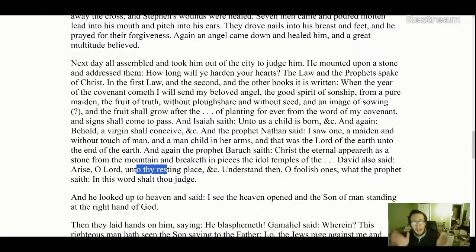So, with all that said, we have a clear quote attributed to Nathan the prophet, of a messianic prophecy. He saw a maiden without touch of man and a man-child in her arms, and that was the Lord of the earth. So that seems to be a prophecy of the Messiah. And what did Peter say in the New Testament? He said, from the prophets, from Samuel on, they prophesied of the Messiah. So this is another example of where we see reason to believe that Nathan and other of the prophets did in fact prophesy to some small extent of the Messiah.